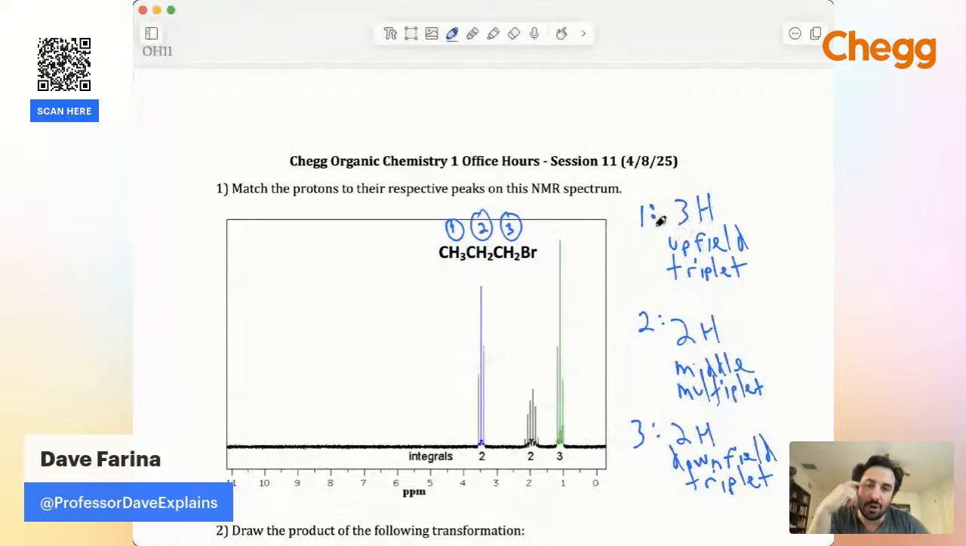And so now it's time to make our assignments. So do we have a 3H upfield triplet? Yes, we do. Right there. It's the only one integrated to 3. It is a triplet, and it is the most upfield. So that's certainly going to be number 1.